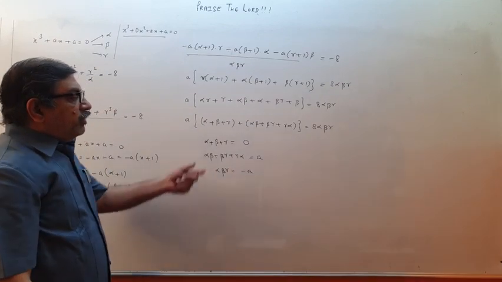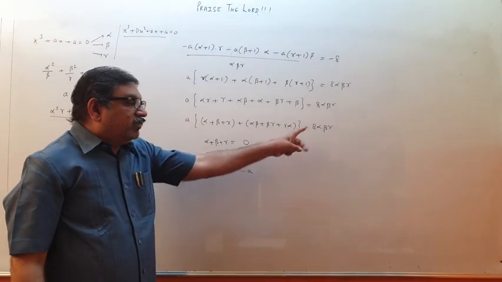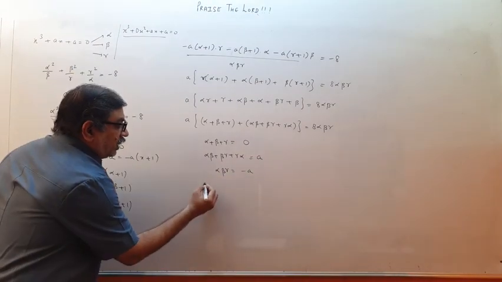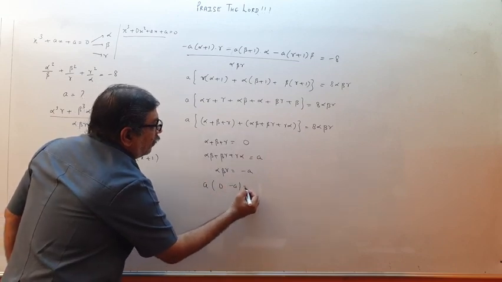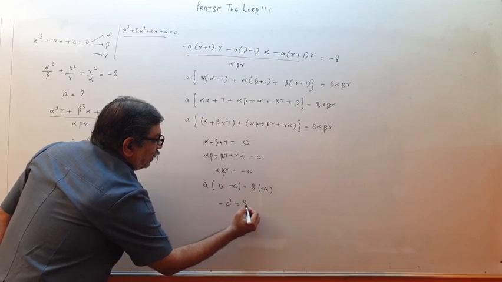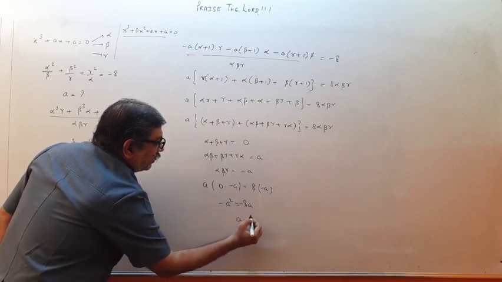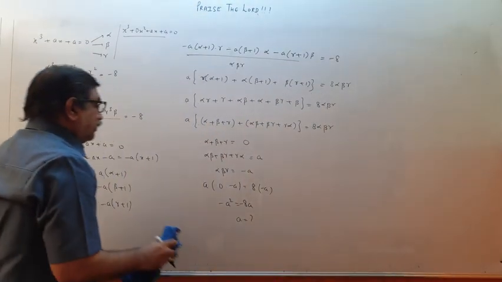So you can put this value 0, alpha beta plus beta gamma plus gamma alpha you can put as a, and alpha beta gamma you can put as minus a. Then you can solve. So this will come out to be a into 0 minus a is equal to 8 into minus a. So minus a square equal to minus 8a, and you will get the value of a. Like this you can think. Please pause and copy.